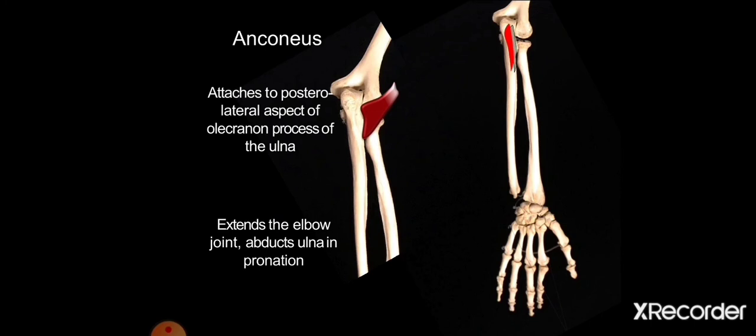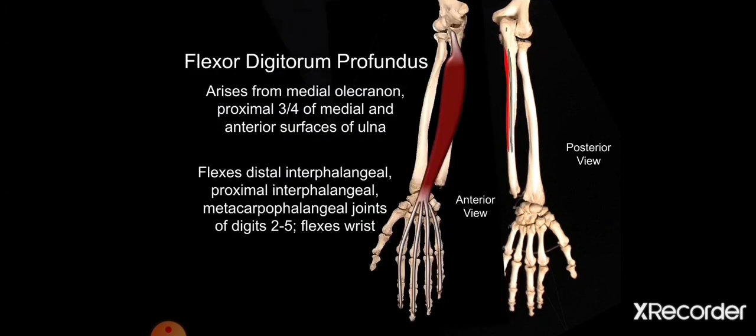Another muscle at the upper end of ulna is the anconeus. It is attached on the posterolateral aspect of the olecranon process of the ulna, and it is arising from the posterior surface of lateral epicondyle of humerus. It is a weak extensor of the elbow joint. It is a small muscle at the back of the forearm.